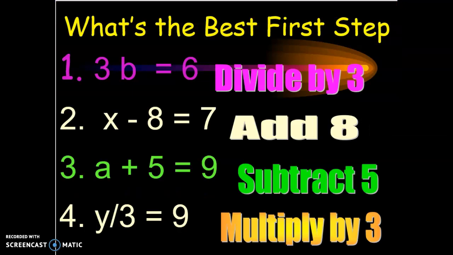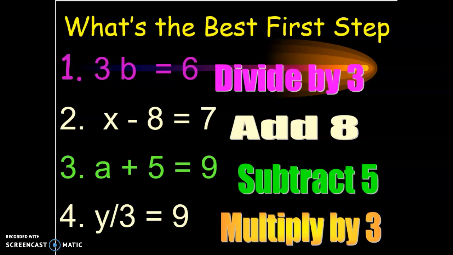So here we go. Look at number 1. 3b equals 6. Try not to look at the answers that are on the right. What would I do to get rid of a times on 3? Well, I divide by 3. Look at number 2. X minus 8 equals 7. What would I do to get rid of a subtracted on 8? Well, I would add 8.